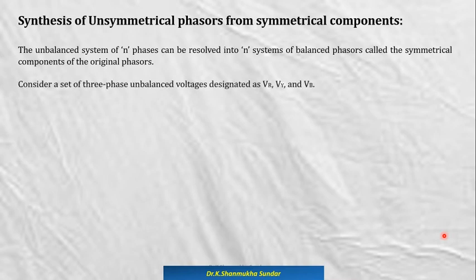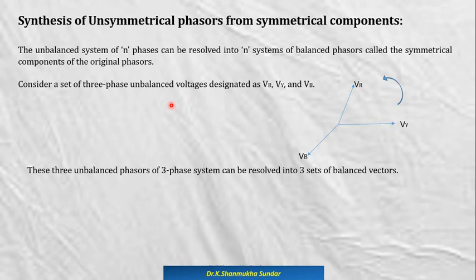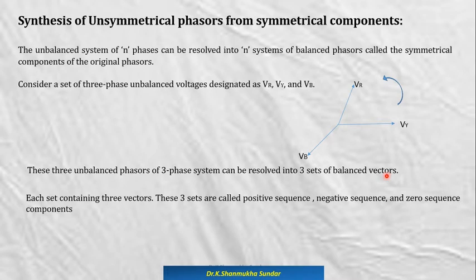Now consider a set of three-phase unbalanced voltages designated as VR, VY and VB. This is the pictorial representation, the vector diagram, with VR, VY and VB, and the rotation of vectors is in the counterclockwise direction. These three unbalanced phasors can be resolved into three sets of balanced vectors, each set containing three vectors. These three sets are called the positive sequence, negative sequence and zero sequence components.